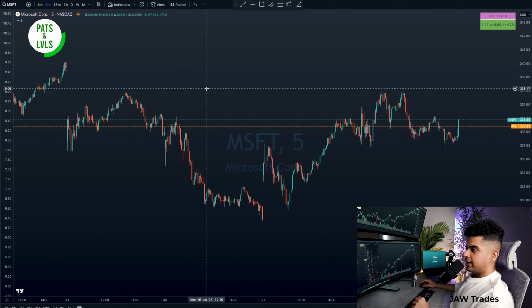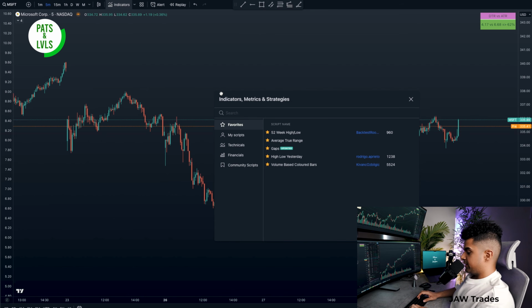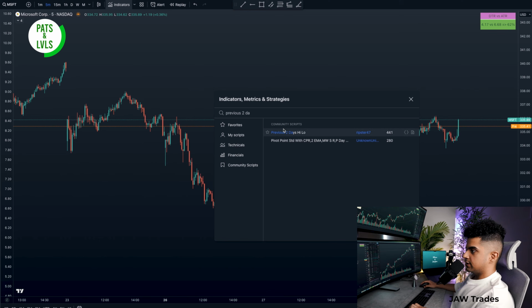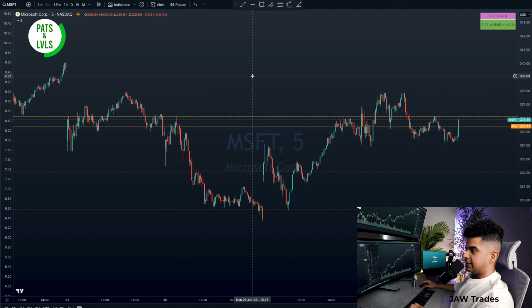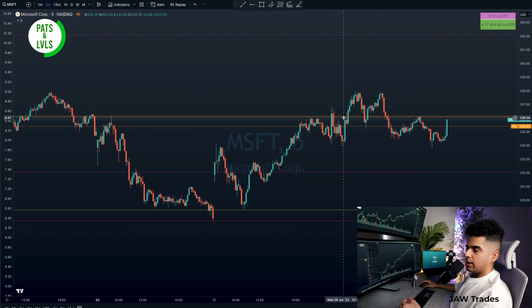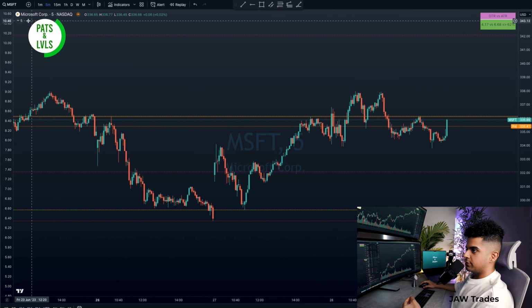Now a few other important levels are yesterday's high, yesterday's low, and 2 days ago high and 2 days ago low. So there's an indicator right here, previous to day, and if you search for this, previous 2 days high low. Add this indicator right here, you guys will have these yesterday's high, yesterday's low, 2 days ago high and 2 days ago low levels already marked on your chart.